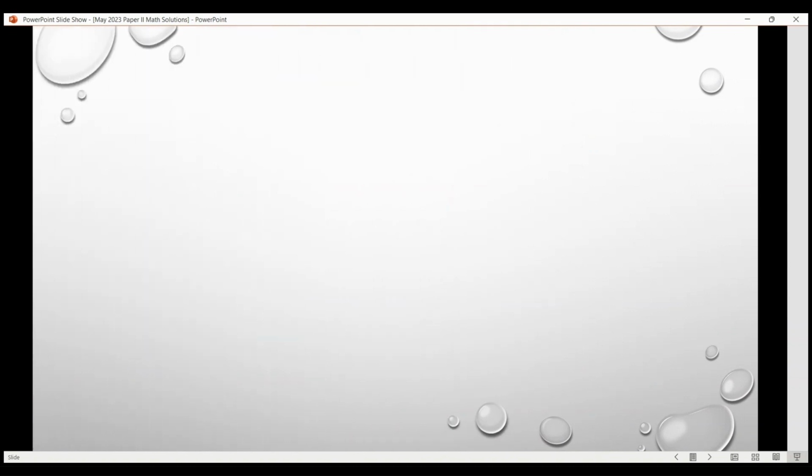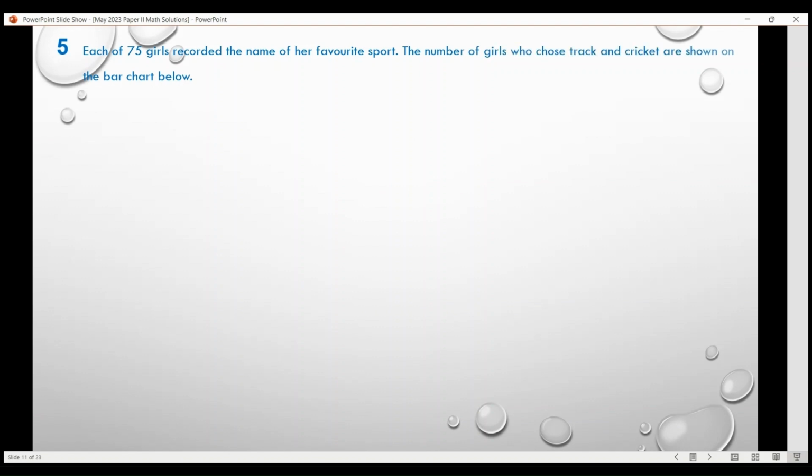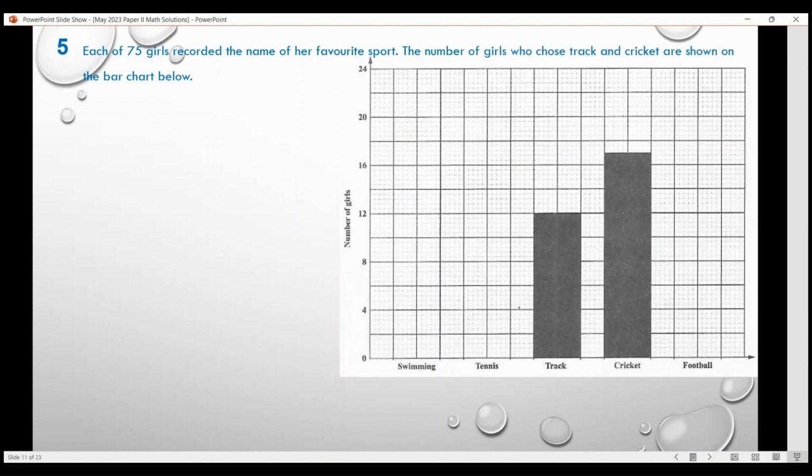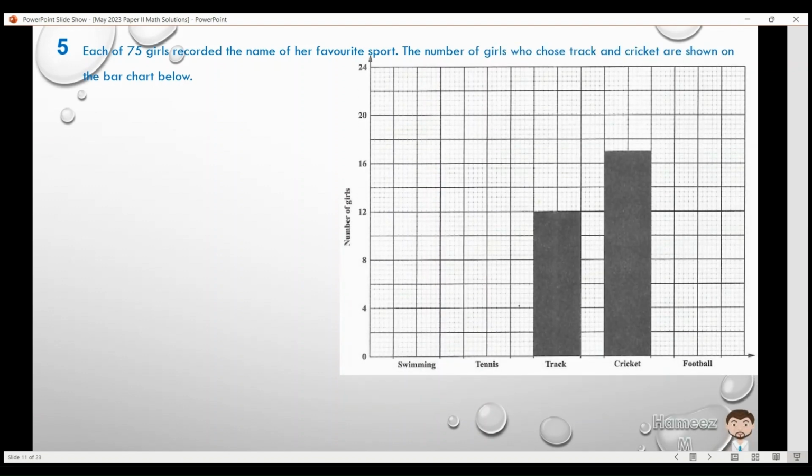Let's now go on to the next question, which is number 5. Each of 75 girls recorded the name of her favorite sport. The number of girls who chose track and cricket are shown on the bar chart below, and we can clearly see that. How many more girls chose cricket than track as their favorite sport?